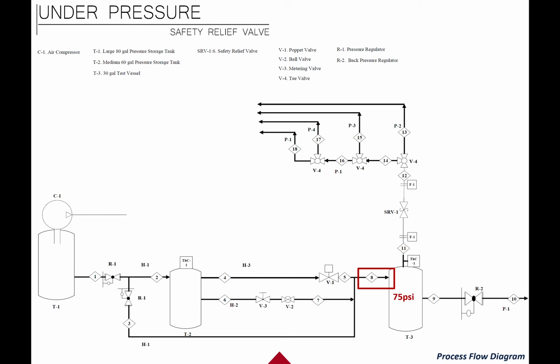The air leaving the medium pressure storage tank will either travel through stream 4 or 6. Stream 4 will enter a pop-up valve where it has the property of allowing a quick release of air into the testing vessel. On the other hand, Stream 6 will enter a metering valve, followed by a ball valve, where it allows a continuous flow of air into the smaller test vessel.